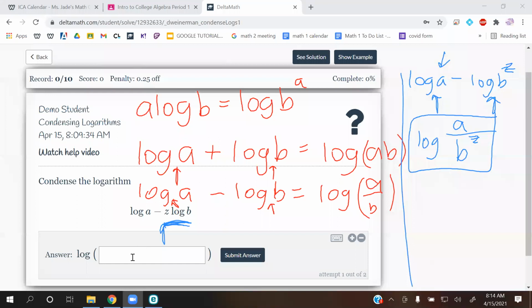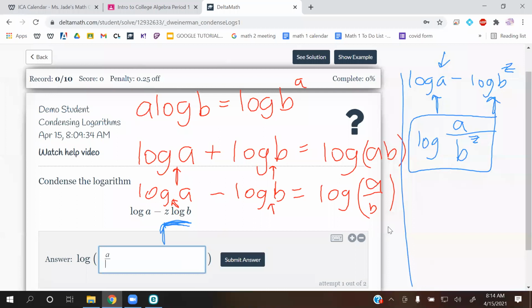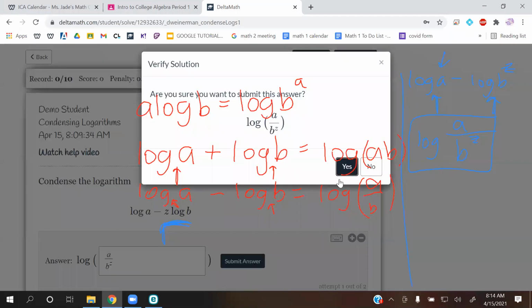All right, last thing is just to type it in. So look, they already gave us the log, so I'm not going to type the word log again. I'm just going to have to type my A over B to the power of Z. So A over B to the power of Z. Remember, they already typed log for you. Don't type it again. You don't want log of log.